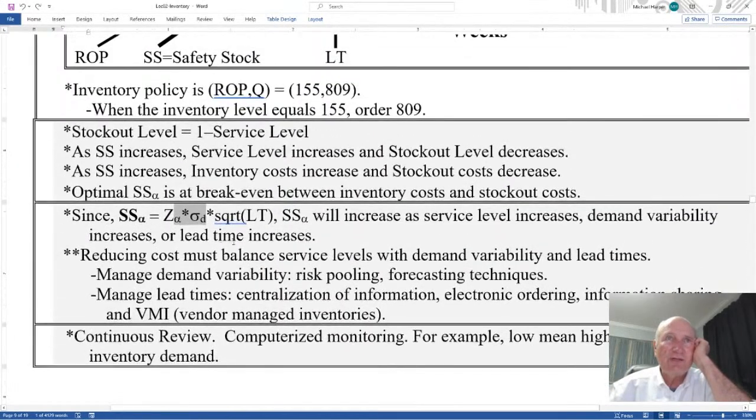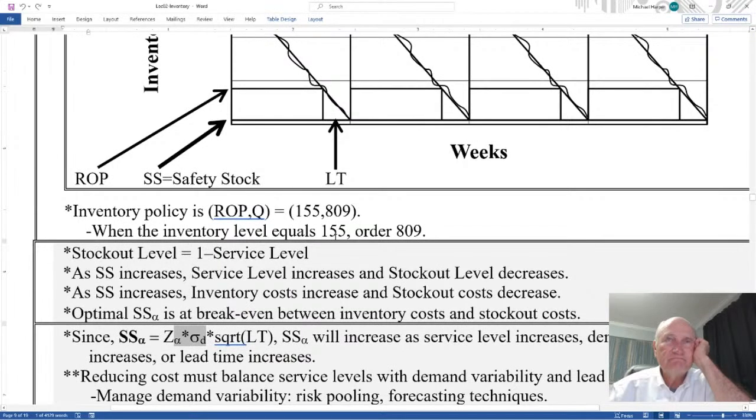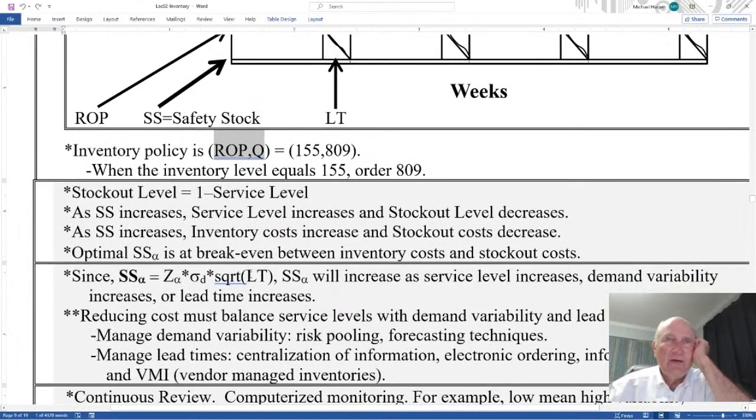Now, before we go on, one more thing I should have put in here. ROP and Q. If the variability in your demand increases, then which one do you increase, the lot size or the ROP? Well, notice it's the safety stock, which is in the ROP. Safety stock is not in the lot size Q. So as your demand variability increases, increase the ROP. You order sooner. You don't order more.